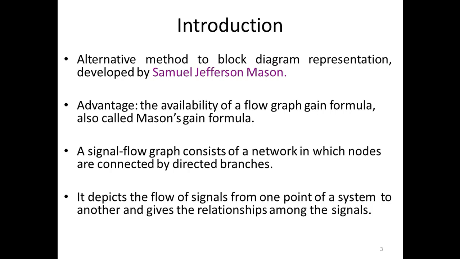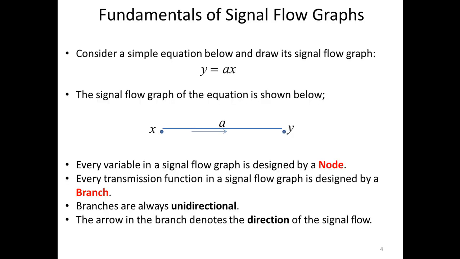So let's introduce ourselves to this representation. The advantage of this representation, the signal flow graph, is that you can easily find the gains of the paths, and using those path gains, you can easily put these values into the formula proposed by Mason, known as Mason's rule. So a signal flow graph consists of a network in which nodes are connected by directed branches, and it depicts the flow of signals from one point to another in a system, and it gives the relationship between the signals as well. So let's have a look at the examples.